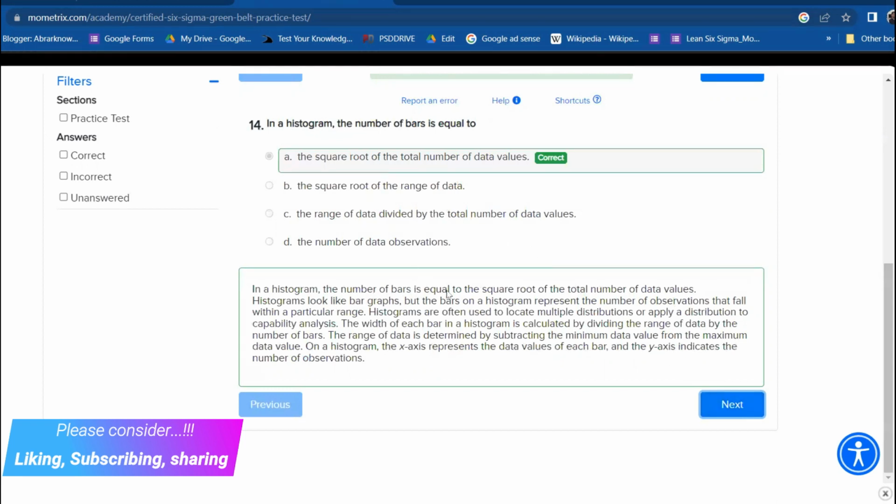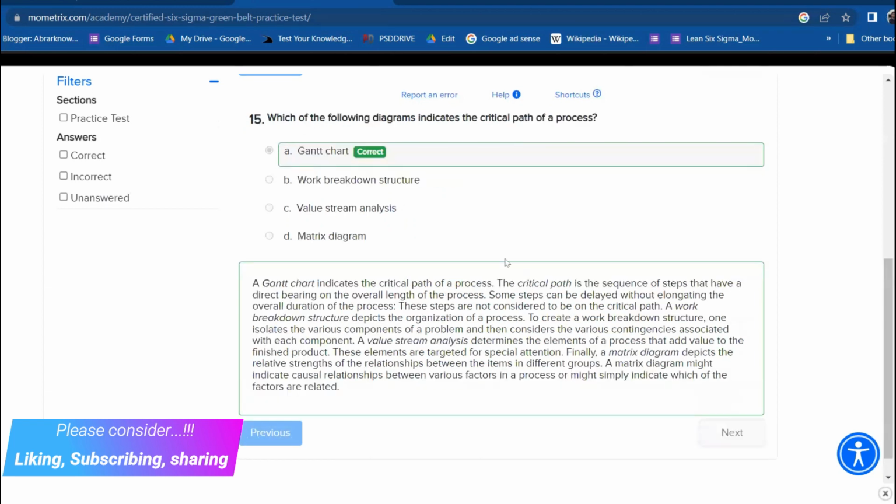In a histogram, the number of bars is equal to the square root of the total number of data values. A histogram looks like a bar graph, right? The bars on a histogram represent the number of observations that fall within a particular range. And this is a direct one, the Gantt chart.